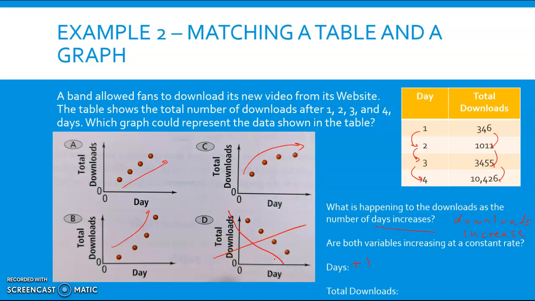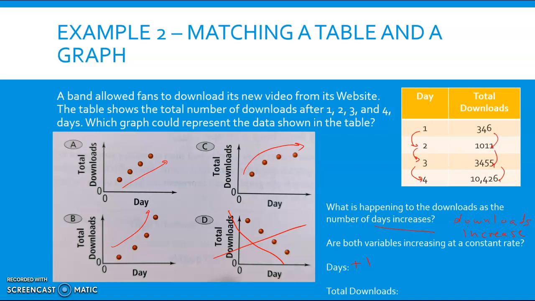Okay? Now you have a 1 in 3 chance. If you guess, you have a 1 in 3 chance, a 33% chance. You went from a 25% chance to a 33% chance if you were guessing. So my question for you now, are both variables increasing at a constant rate?